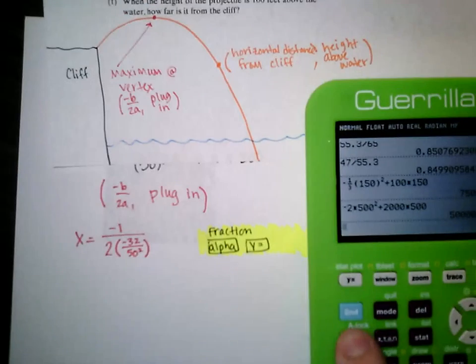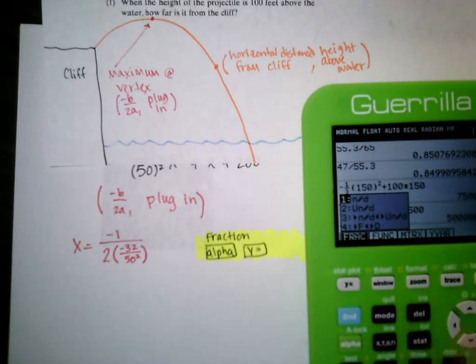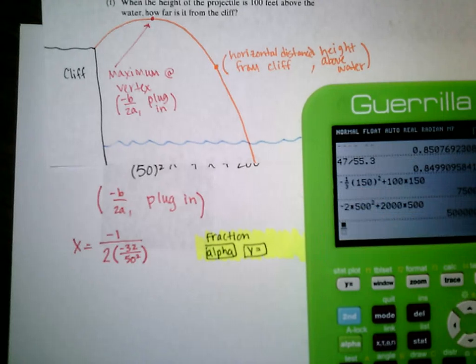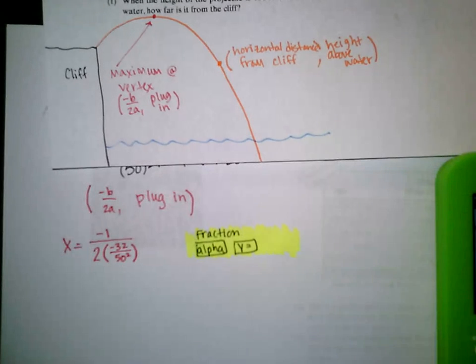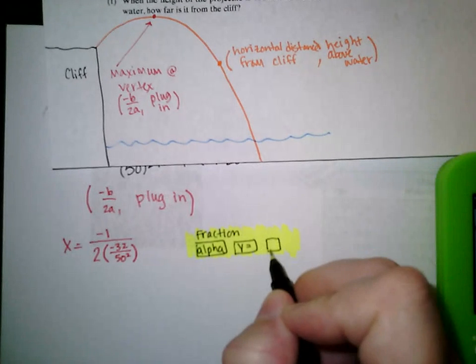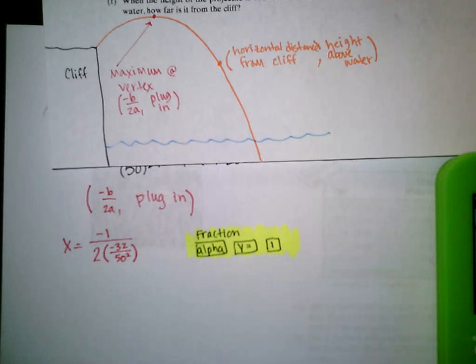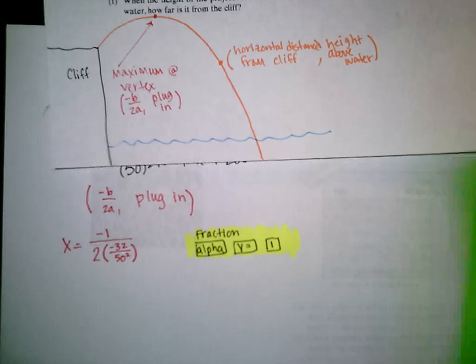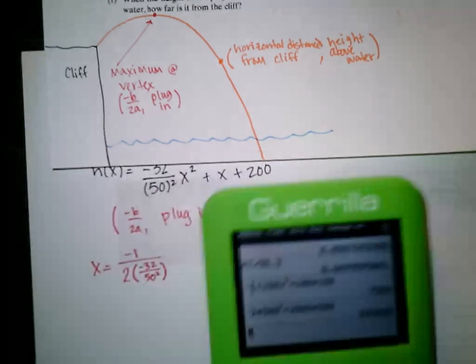Okay. So we're going to go alpha, y equals, and then that gives us a menu. And we're going to select the first item. So alpha, y equals, and then the first item. And that gives us the option for a fraction. But you don't push that until you're ready to type your fraction in. But that's how you find it.